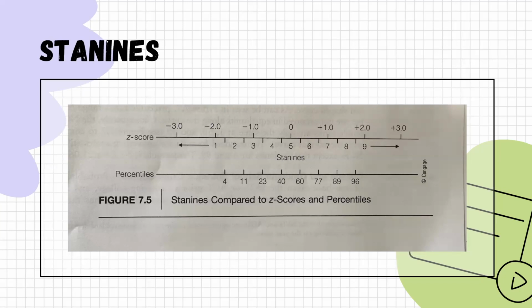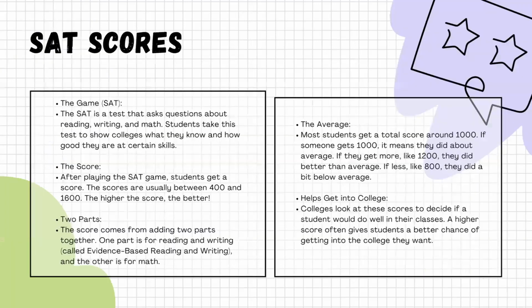A percentile of 18% means that Emily scored higher than only 18% of her peers. In this example, stanines provide a quick way to understand how Alex and Emily compare to their peers in broad groups. Let's take a look at SAT scores.